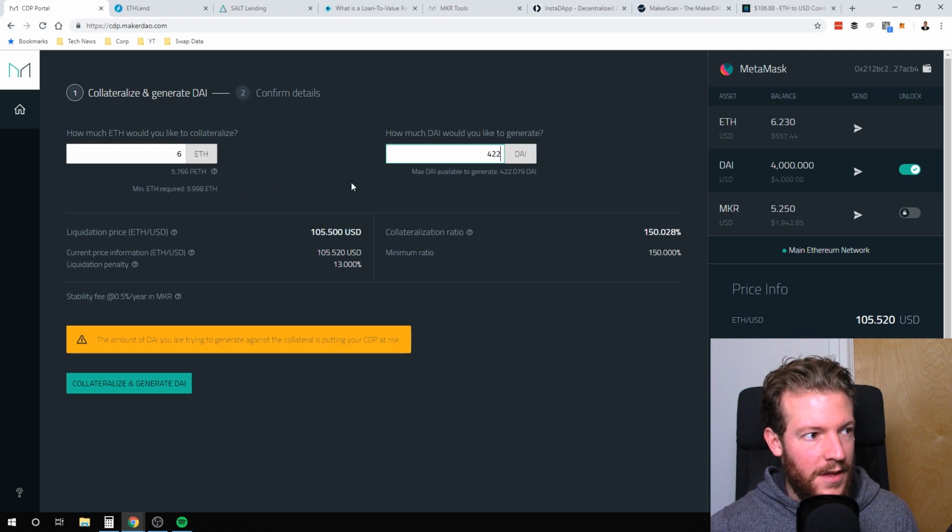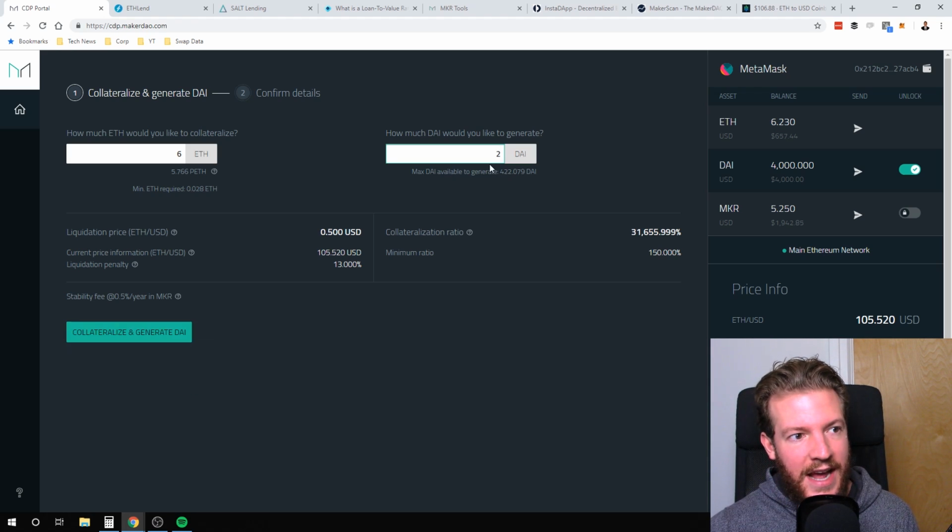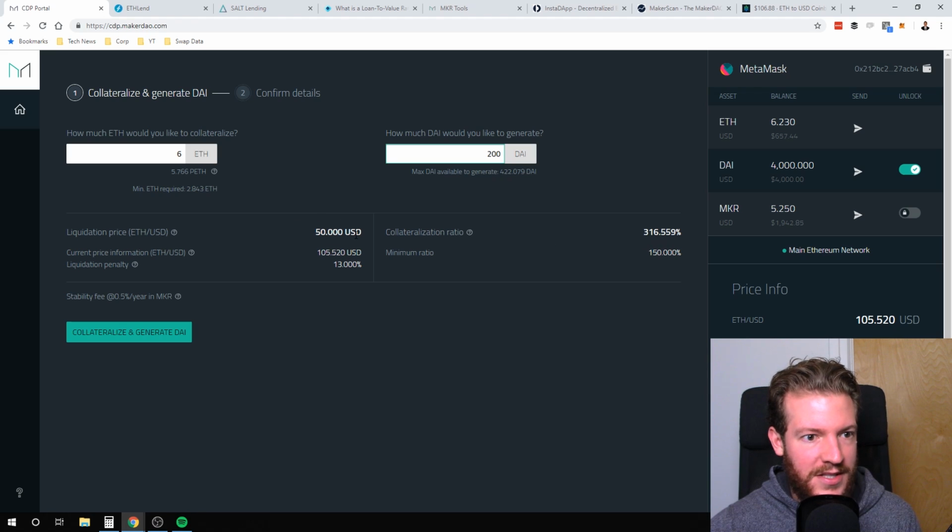Now, it's a pretty simple thing to do here. Rather than going through the process of collateralizing with 150%, rather than taking out that max amount, I can maybe do something more comfortable here. I can take out 200 DAI. And now instead of having a liquidation price that was literally 2 cents underneath where I'm at right now, I have a liquidation price of $50.